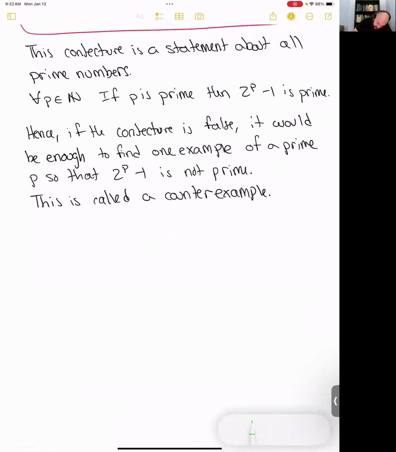So, if you start playing around, you could check several numbers. For instance, if I start by checking 2, then 2 to the 2 minus 1 is 4 minus 1, which is 3. So that is true. So that didn't work, right? We can try 3. You get 2 to the 3 minus 1, which is 8 minus 1, which is 7. So you see that it's not like a completely nonsense statement, because the first few seem to be correct.